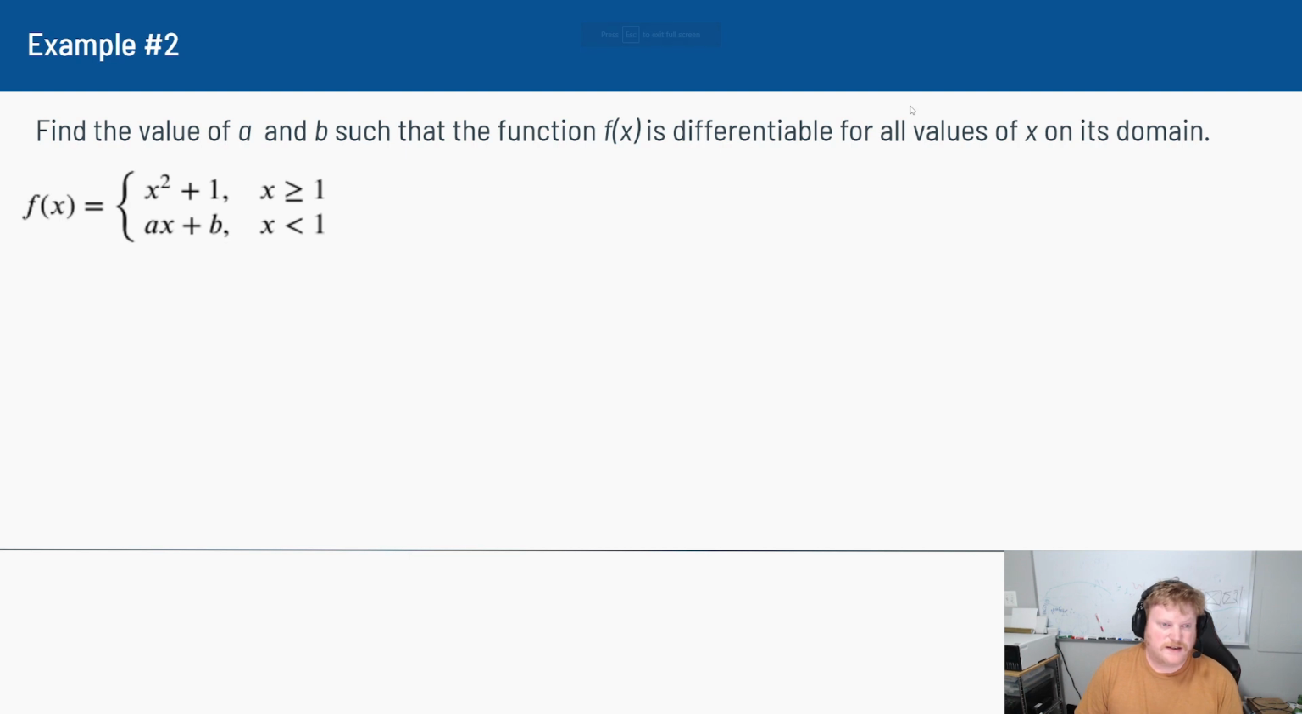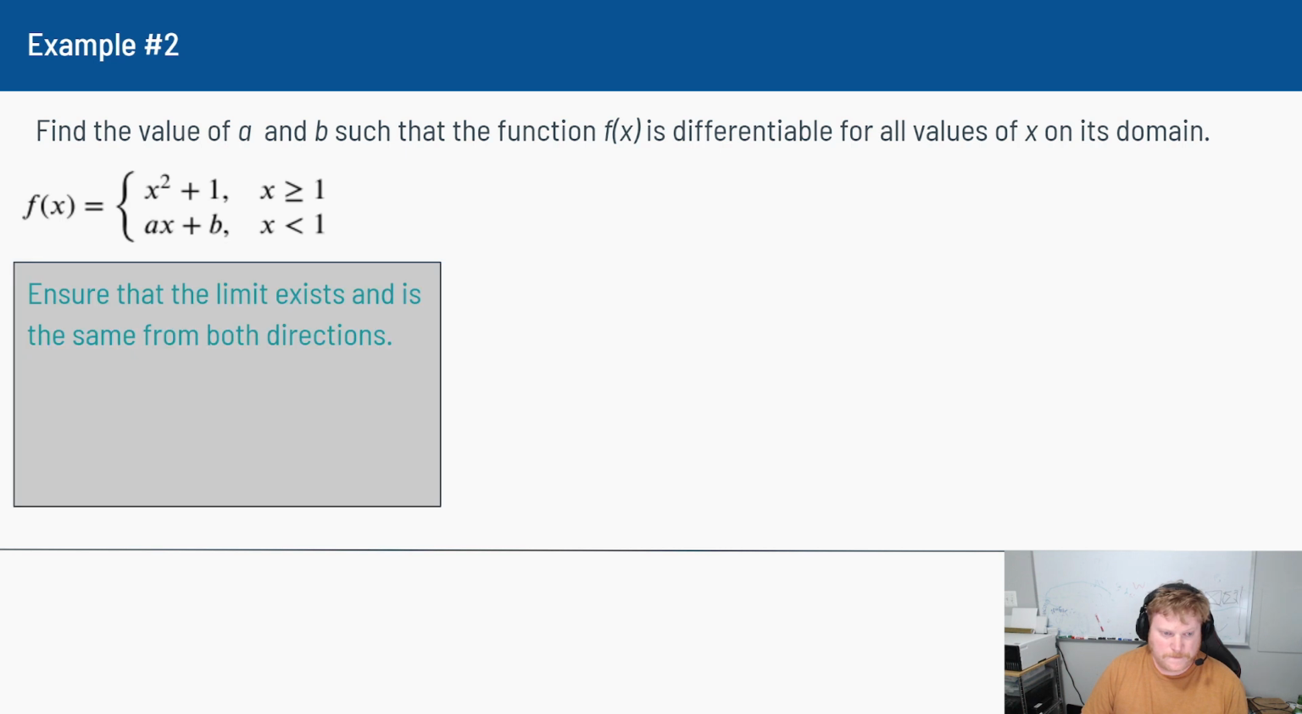Let's look at a second example. In this example, we want to find the values of a and b so that the function f of x is differentiable for all values of x on its domain. The first thing we want to do is ensure that the limit exists and is the same from both directions. Here we're looking at the limit of the function from the left, and from the left we're using the bottom function of that piecewise function. So plugging in 1, we get a plus b.